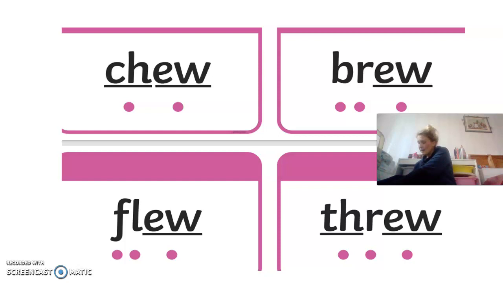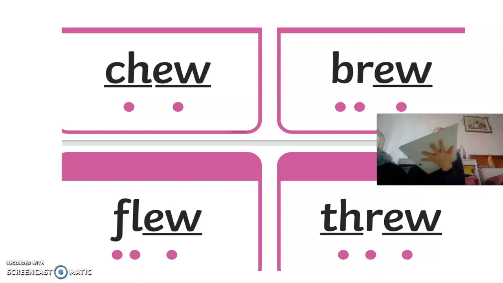They flew a kite because it was windy. They flew a kite because it was windy. Right, are you ready to show? I'm going to show you now. They flew a kite because it was windy.